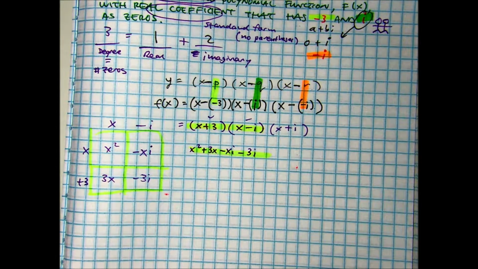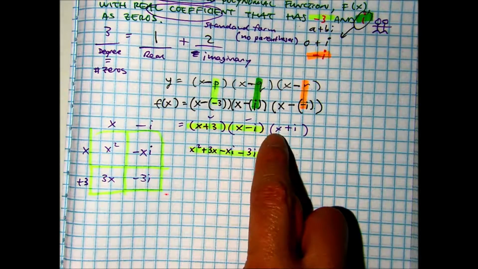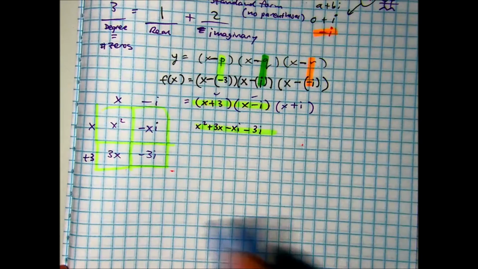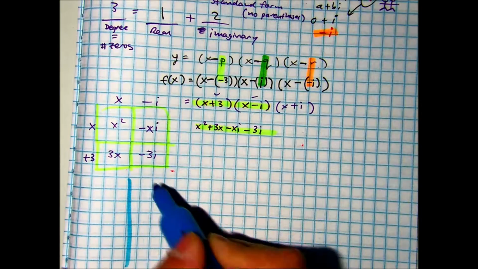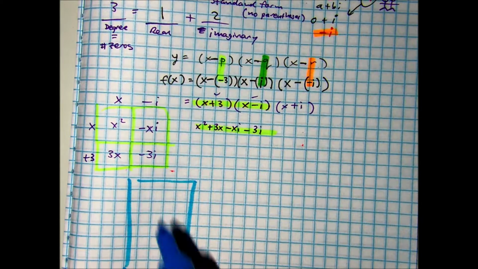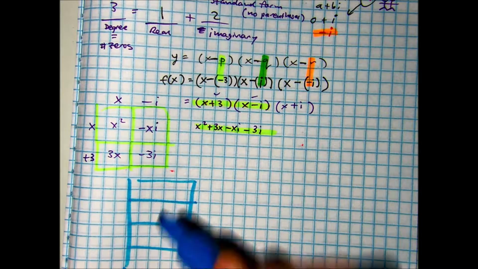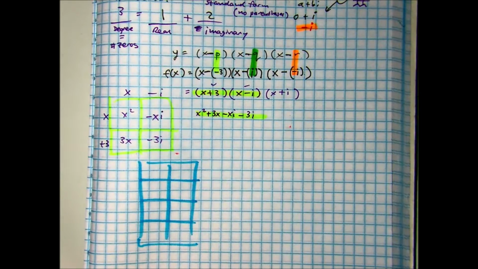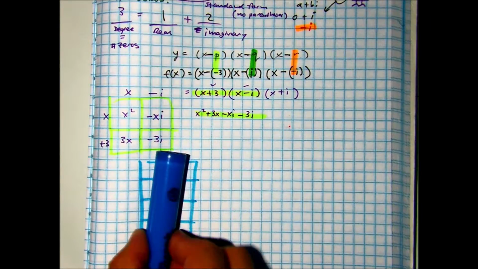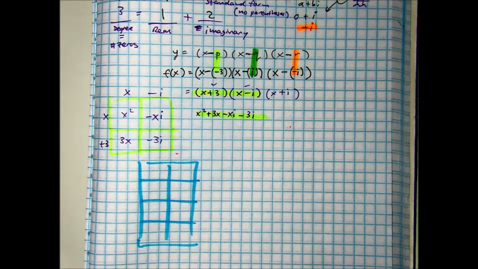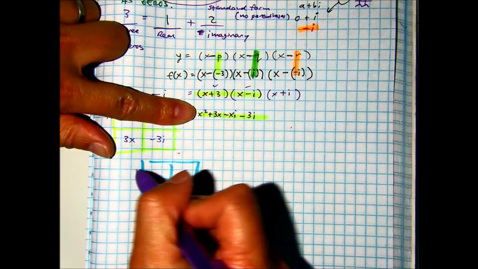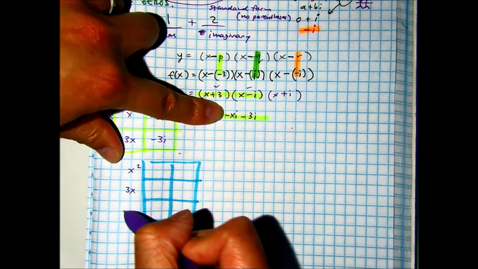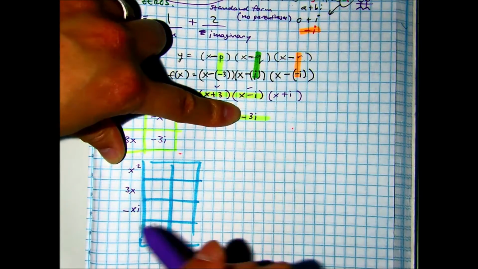I now need to create a box that is 4 by 2. Let's do that. 4 by 2. It doesn't matter if your box is long like mine or this direction. Does not matter. I'm going to go ahead and write these numbers here: x squared, 3x, negative xi, and minus 3i.